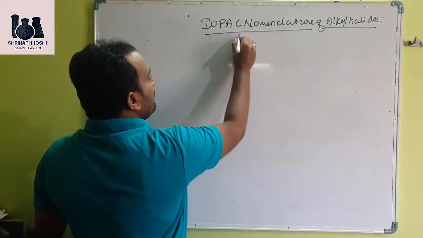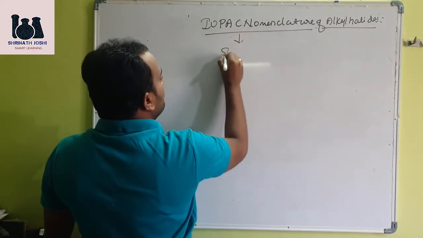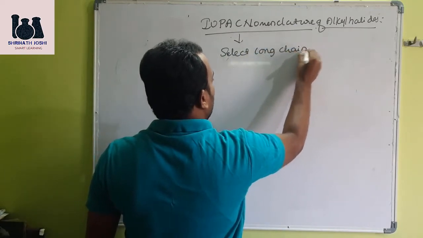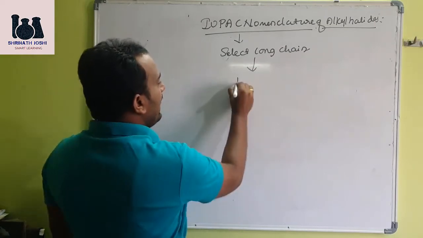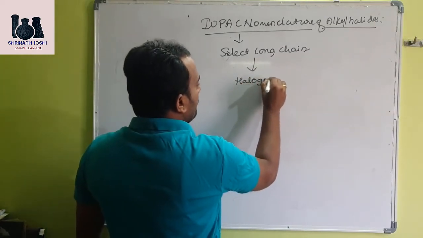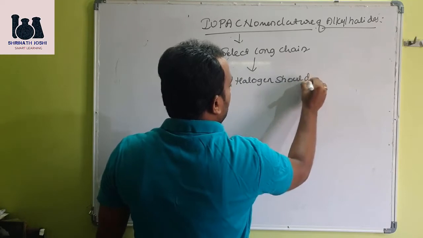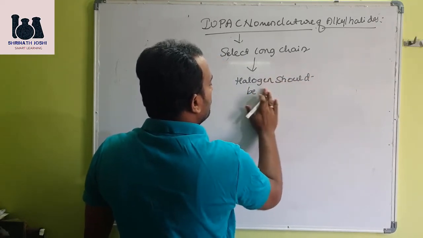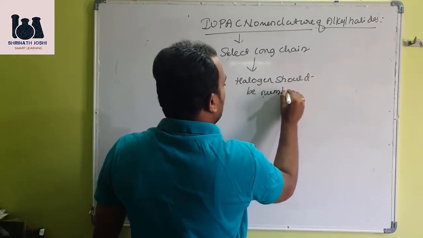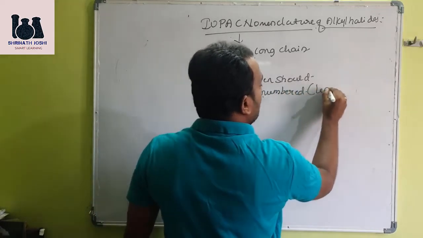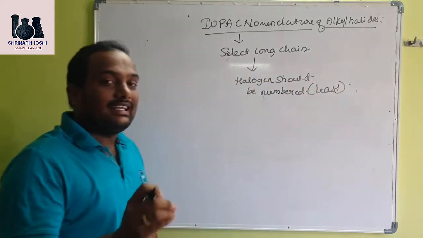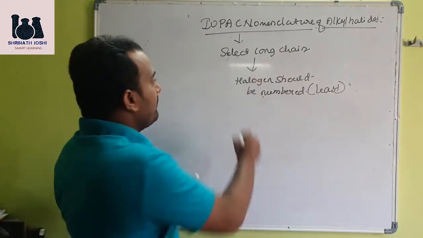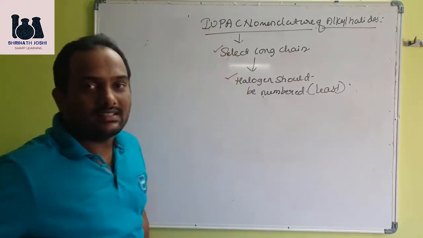Always in this classification, remember two rules. Select the longest chain of carbon atoms. This is the first rule. Second rule, remember, the halogen should be numbered least, meaning the carbon atom containing the halogen should get the lowest number. If you keep only these two rules in mind, then you can easily go for IUPAC nomenclature.